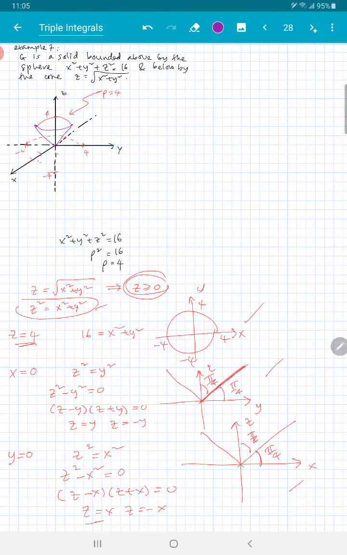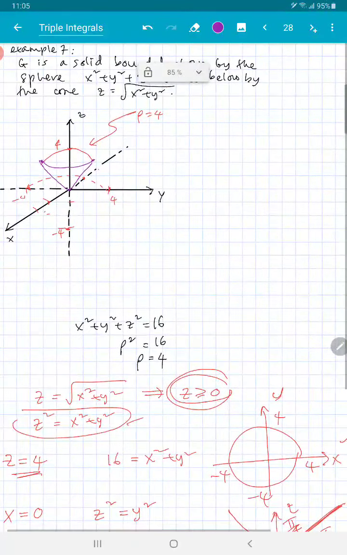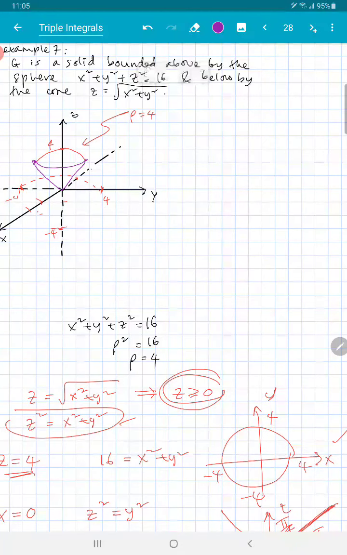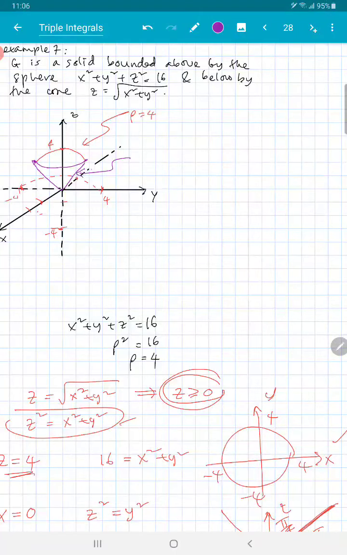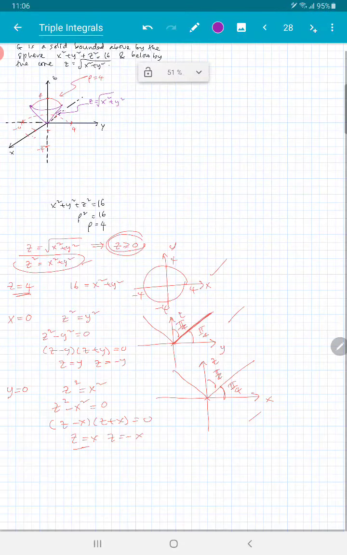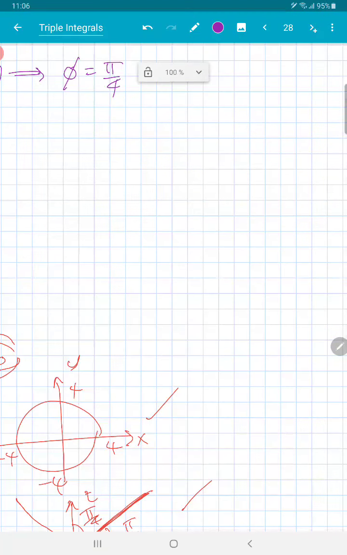So our solid is, well, this is the shape of our solid, which is really a shape that looks like an ice cream. Okay, so this cone is governed by this equation, x squared plus y squared. And remember here the angle is right in the middle, 45 degrees. So another name for this cone is phi equals pi over 4.